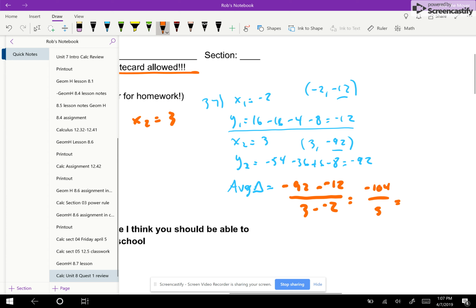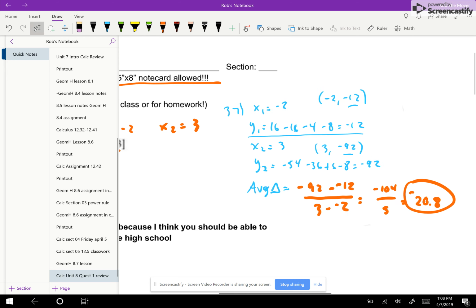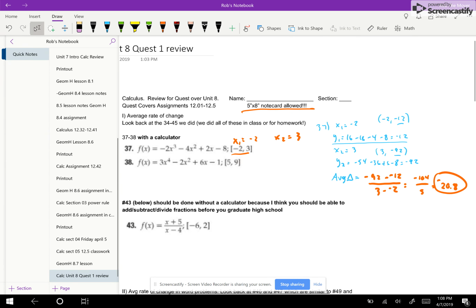So whatever that is as a decimal, 5 into 104. And 5 into 4 is 0. This is 20.8, I believe, and it's negative. That's your average rate of change between those 2 points for number 37.